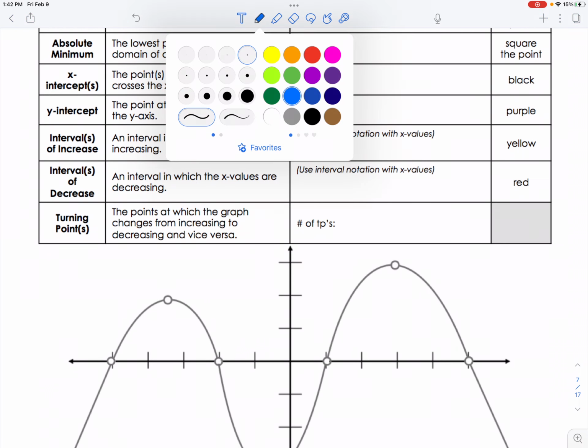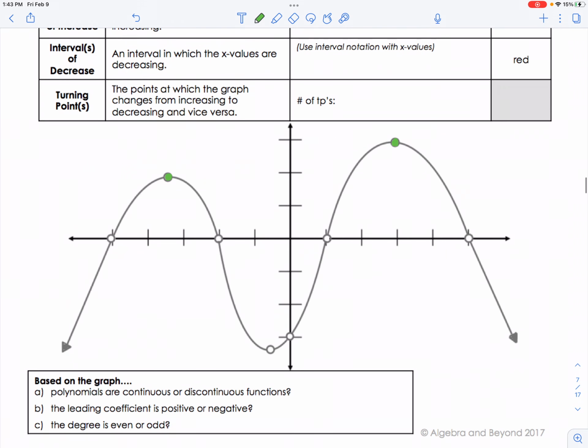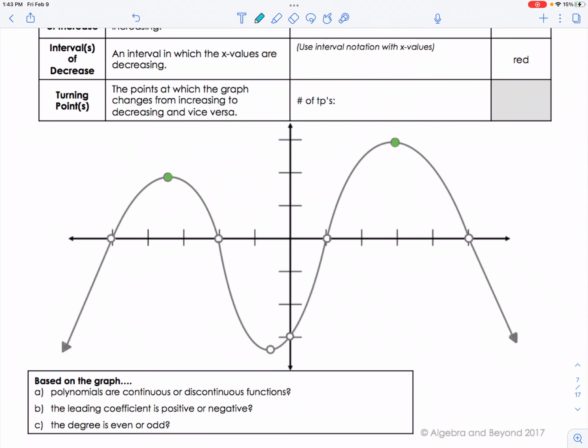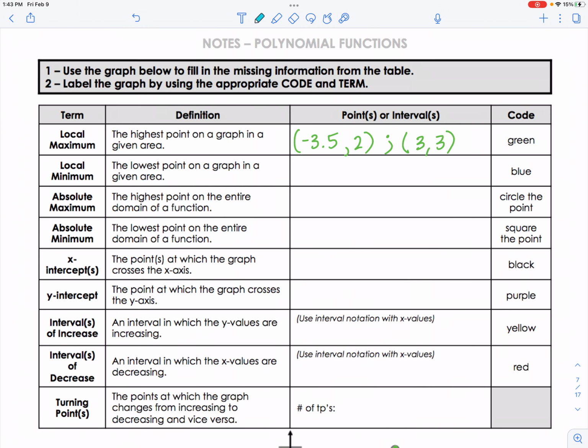The local minimum is the lowest point on a graph in a given area. And we're going to do that one in blue. Use a different blue so we can see it better. That one is going to be right there. So this one looks like negative 1/2 and negative 3.5, we'll estimate. So negative 1/2 or negative 0.5 and negative 3.5.